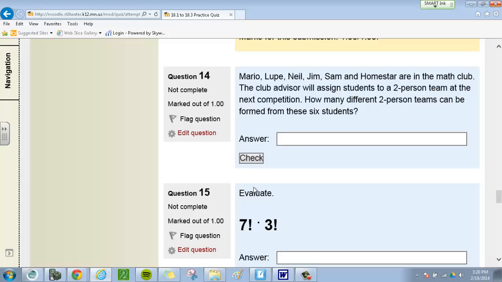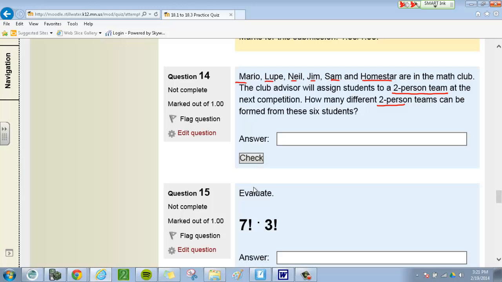Okay, 14. Mario, Lupe, Neil, Jim, Sam, and Homestar are in a math club. The club advisor will assign students to a 2-person team at the next competition. How many different 2-person teams can be formed? Is this a combination or permutation? I don't think there's any order in choosing these teams. You can choose Mario then Lupe, or Lupe then Mario. That's the same team. So this is a combination scenario.